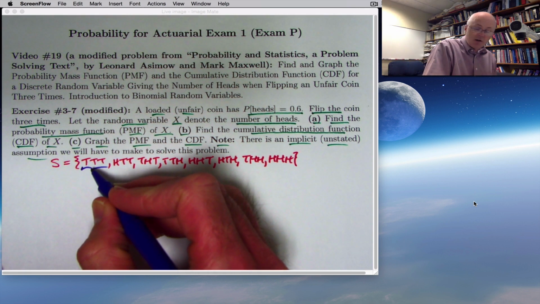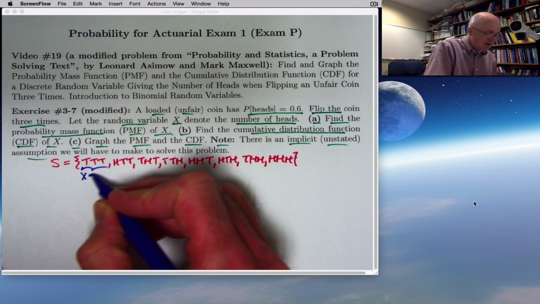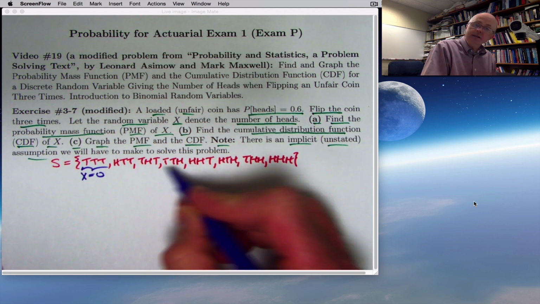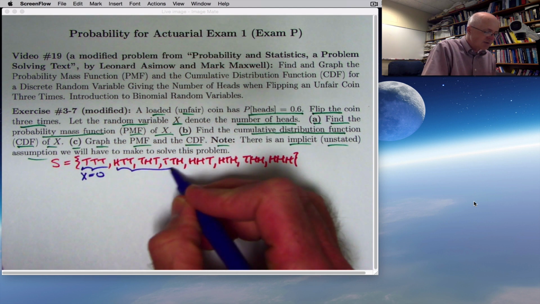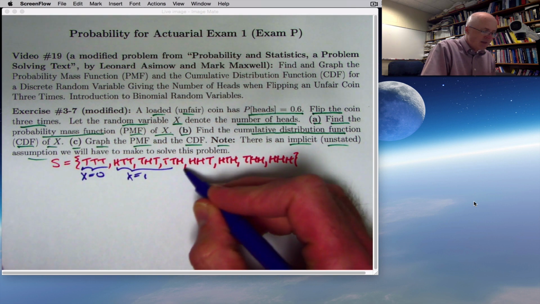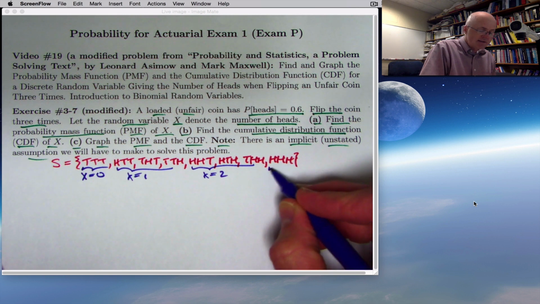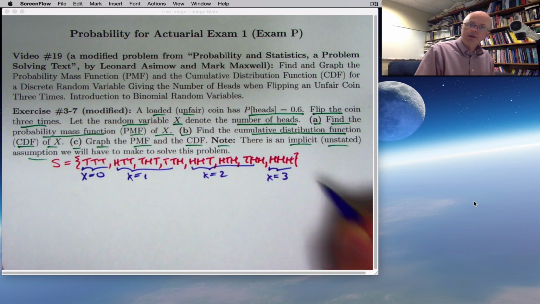This outcome, where you get all tails, corresponds to x equaling 0. Right? X is the number of heads. There are no heads there. These 3 outcomes correspond to x equaling 1. These 3 outcomes correspond to x equaling 2. And this single outcome corresponds to x equaling 3.